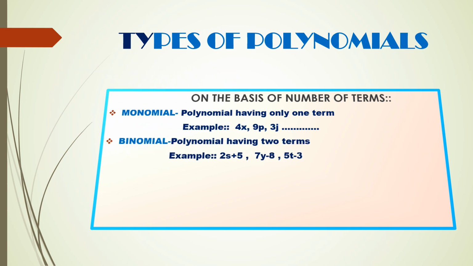2s plus 5, 7y minus 8, 5t minus 3. Each one of these polynomials has only two terms. Next we have trinomial. Trinomial is a polynomial having three terms.